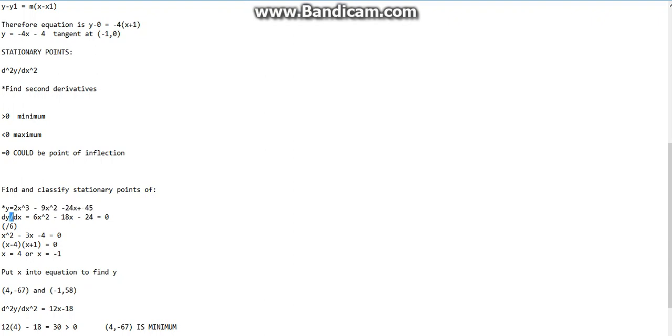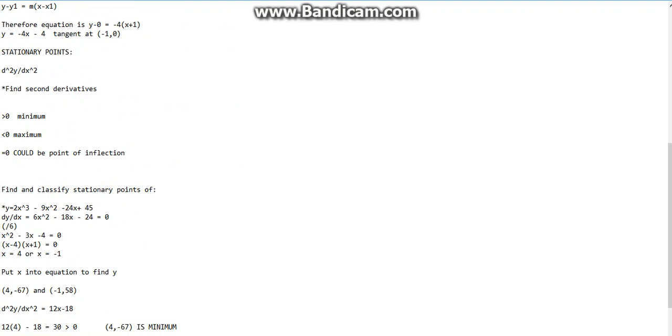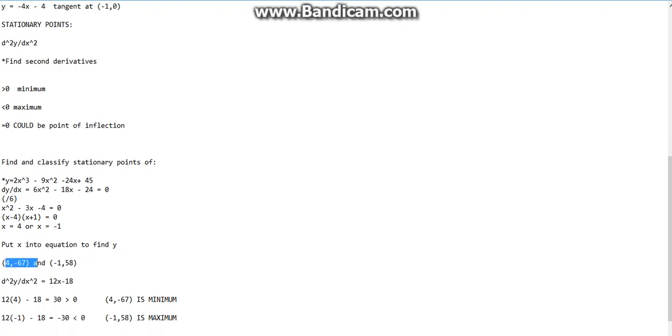Just put it in, differentiate again, do that thing from up here. You remember that? So go back down. You got that, very nice. That divides by 6 to get x squared minus 3x minus 4. Then we can factorize it and get x. And then we can put x back into the equation to find y. And so we get 2 stationary points here. Now we need to classify the stationary points.